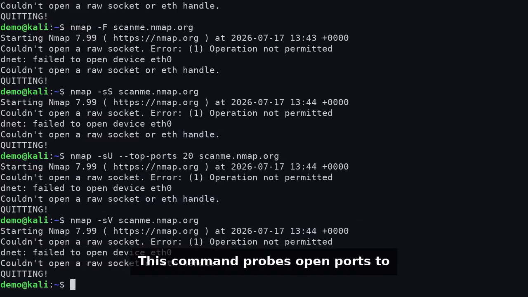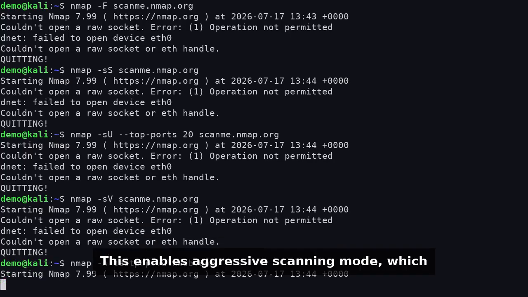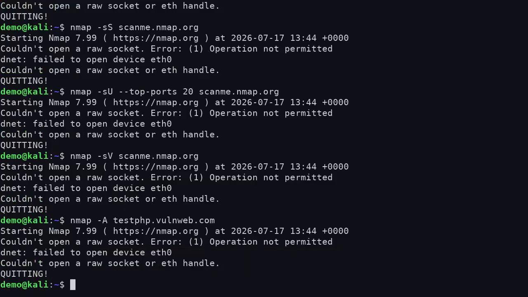This command probes open ports to determine the specific service and version information. Version detection is essential for finding potentially vulnerable software. This enables aggressive scanning mode, which includes OS detection, version detection, script scanning, and traceroute. It provides a comprehensive profile of the target system.